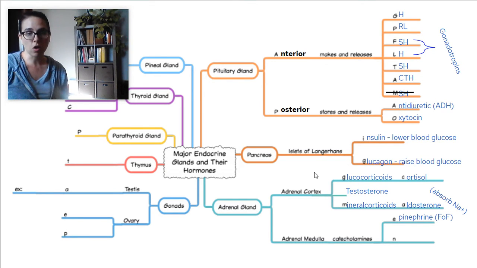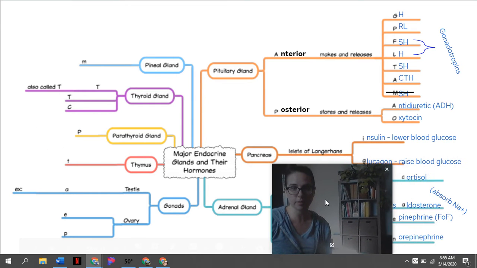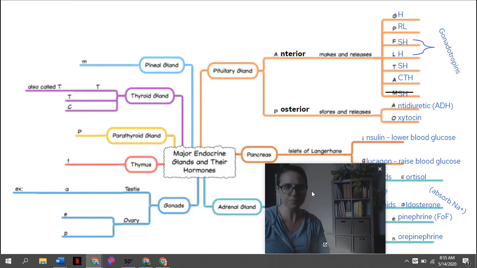All right, then the adrenal medulla, the inside. These hormones are called catecholamines, just different from the corticoid groups. But epinephrine, which is your fight or flight, FOF, response, as well as norepinephrine are the two hormones released by the medulla. All right, I'll leave this in case you're writing that down.